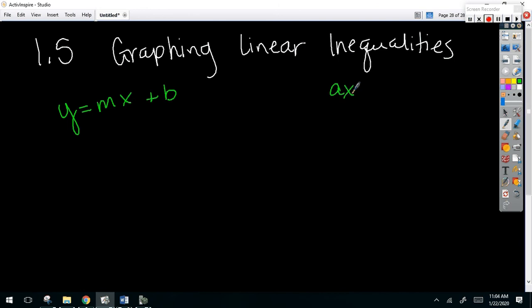So let me just run through quickly what it looks like to graph each of these, because half the battle in linear inequalities is being able to effectively graph the line.